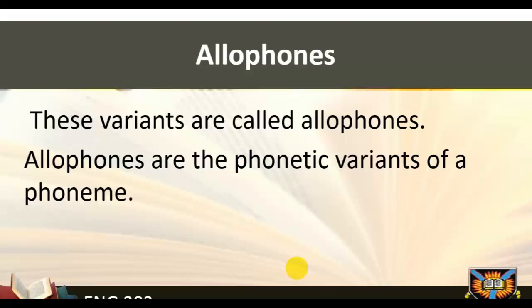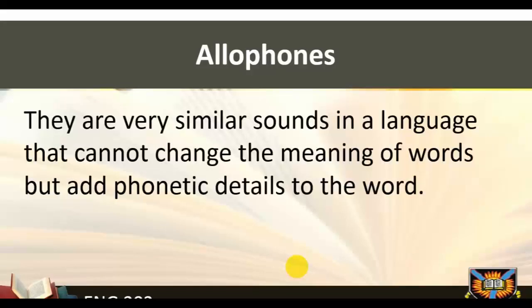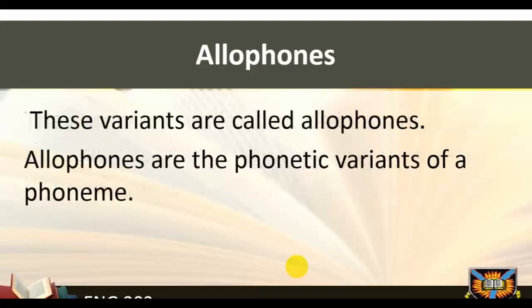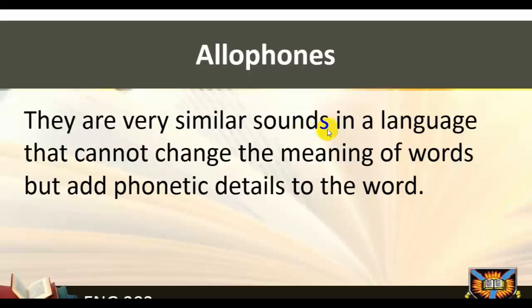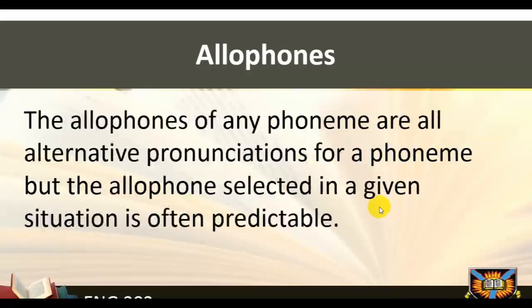Remember, we learned earlier here that a phoneme is a summary of similar sounds found in different contexts. These variants are called allophones. Allophones are the phonetic variants of a phoneme. They are very similar sounds in a language that cannot change the meaning of words but add phonetic details to the word. The allophones of any phoneme are all alternative pronunciations for a phoneme, but the allophone selected in a given situation is often predictable.